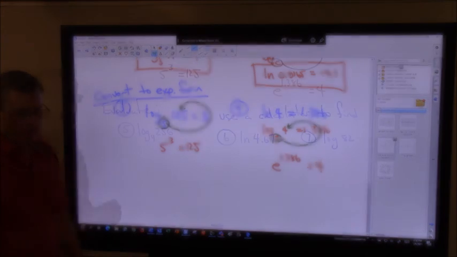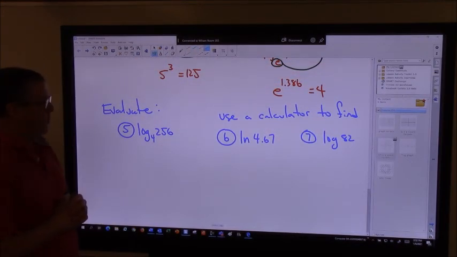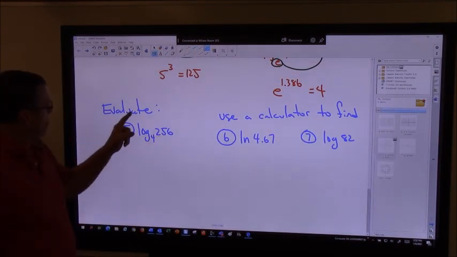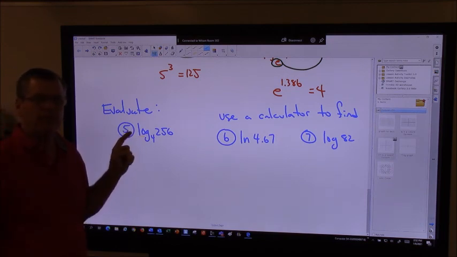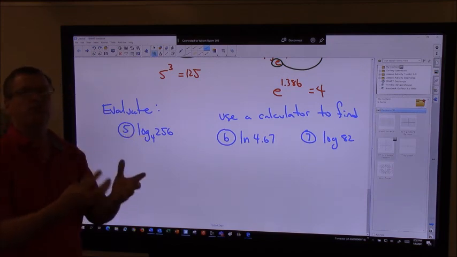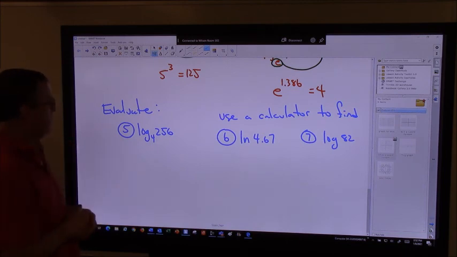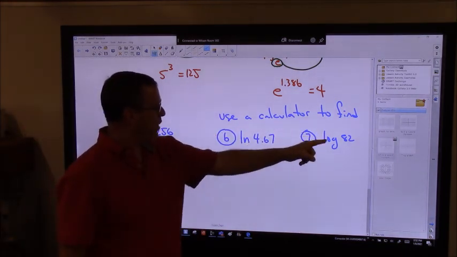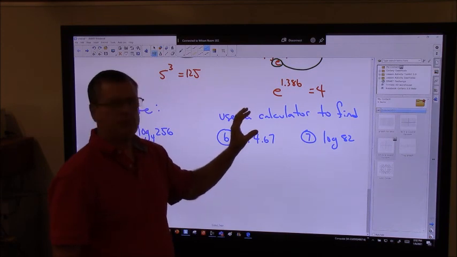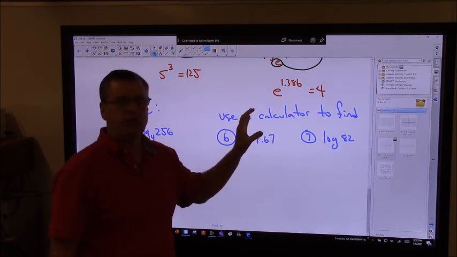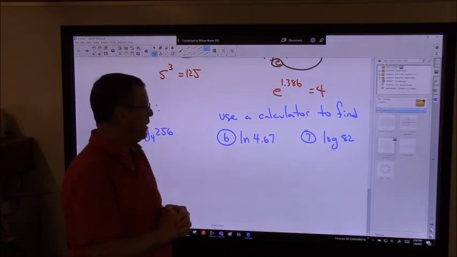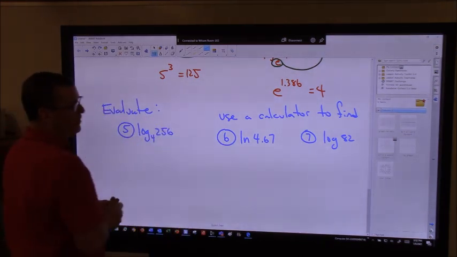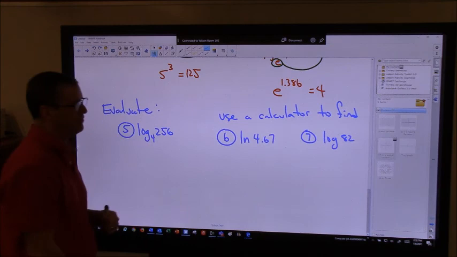All right, let's try another one. So I've got 3 problems here. This one, they want us to evaluate it, but I think they want us to try and do this without the calculator. There will be some problems that say, do this without your calculator, okay? These two, I actually want you to use your calculator, and it's really just about making sure we know where the buttons are, making sure we know how to hit things, making sure we're getting the right answer, okay? So I want us to do this on our own, do this on your calculator.